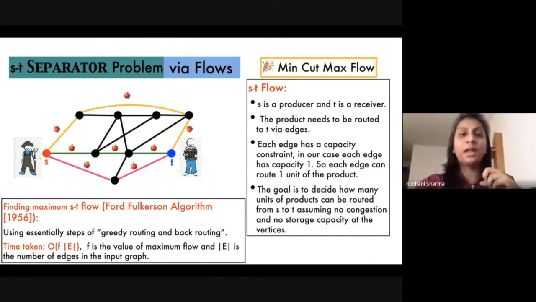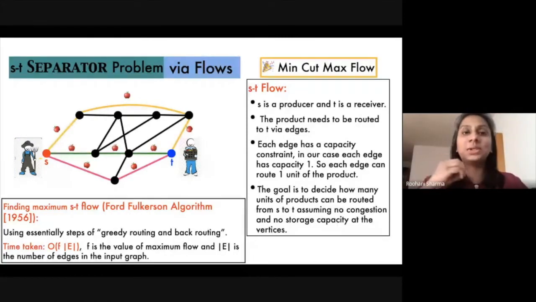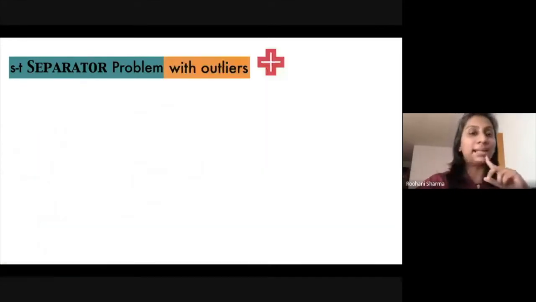And now the idea of associating flows with ST separators is a very elegant idea. And now this is the problem at hand. And now let's try and add some more constraints in the problem, and let's see if we can use the same ideas to solve this constrained problem. In particular, I begin by adding this constraint of outliers to the ST separator problem.